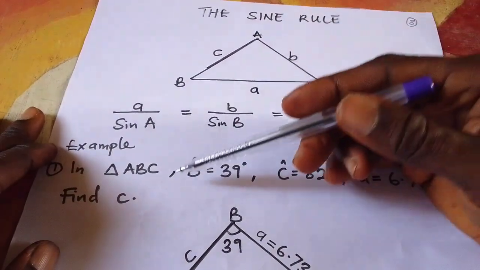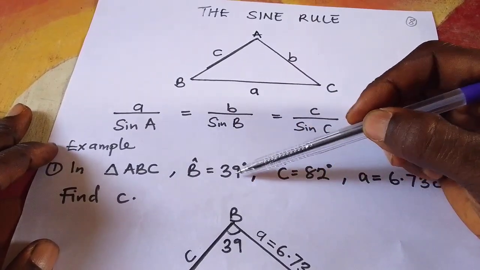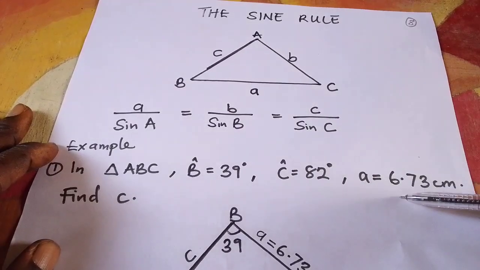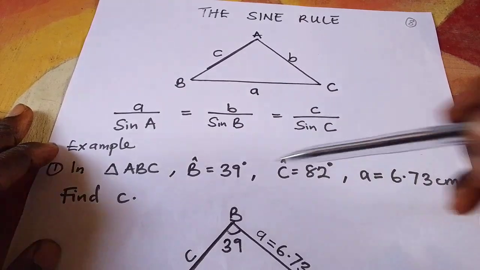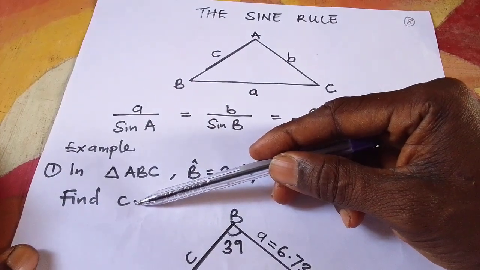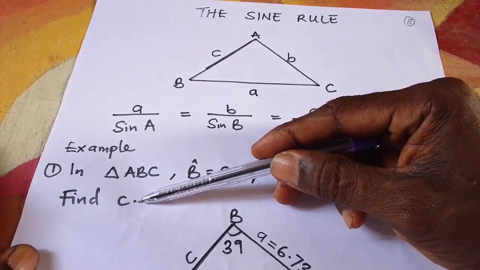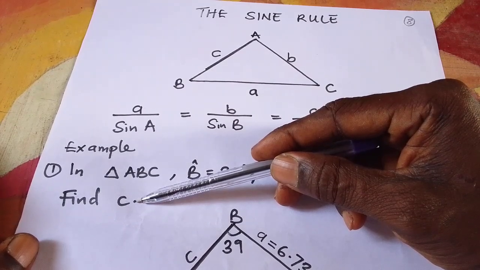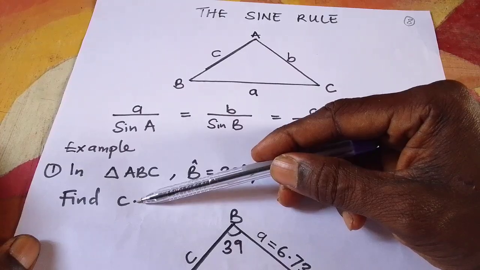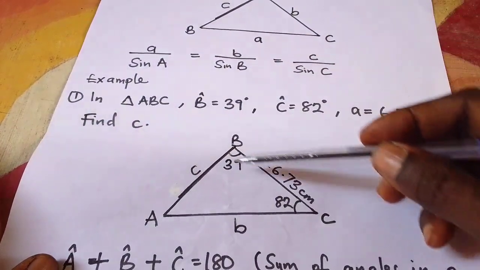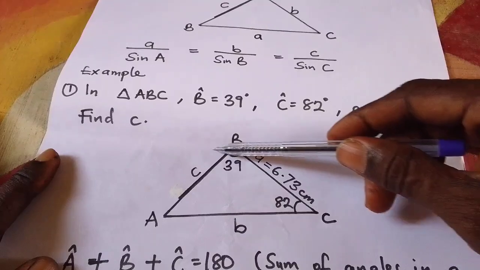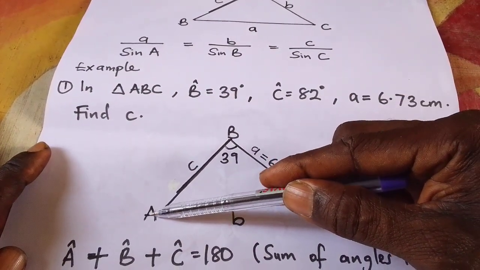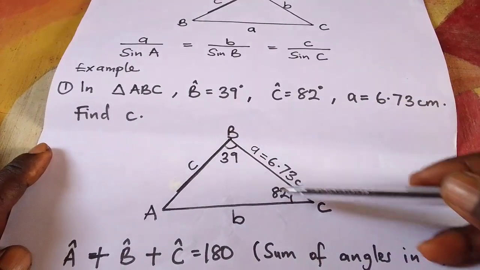Now let's look at an example. You are told that in triangle ABC, angle B is 39 degrees, angle C is 82 degrees, and side a is 6.73 centimeters. Find c. In this situation, you may not be given the drawing, but you need to draw the triangle. So assuming you now draw the triangle, this is my triangle. You can do your labeling anywhere. If this is my angle A, I name this one B and this is C.